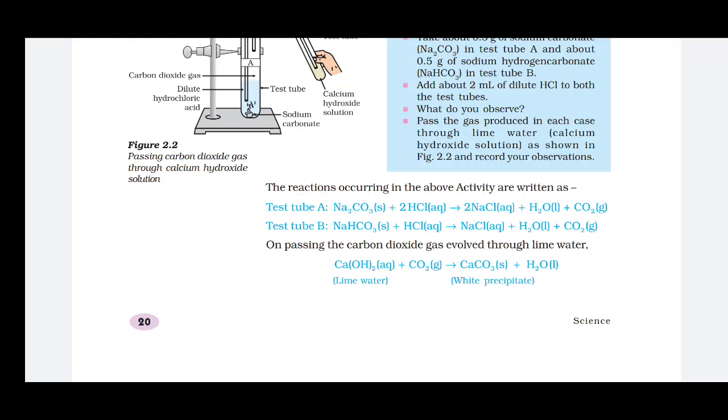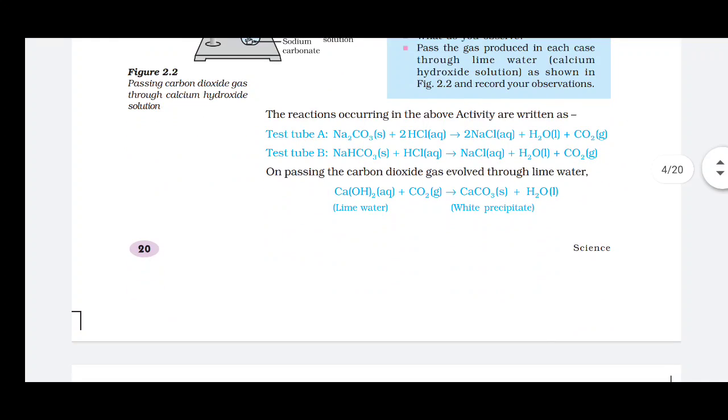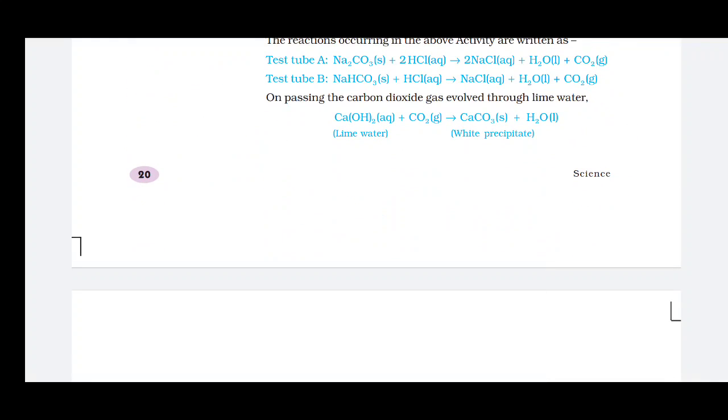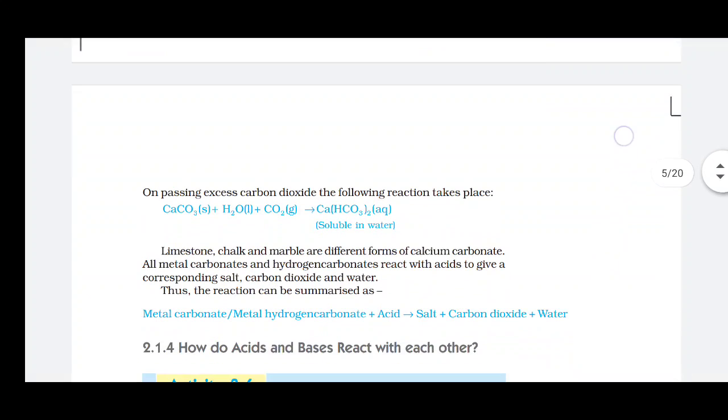In the test tube you have taken calcium hydroxide. When you pass carbon dioxide gas through calcium hydroxide, you will get calcium carbonate and water. This calcium carbonate will be in the form of a white precipitate. This calcium hydroxide solution is also known as lime water.